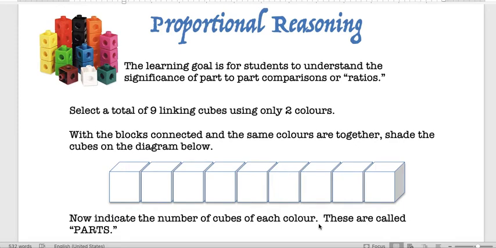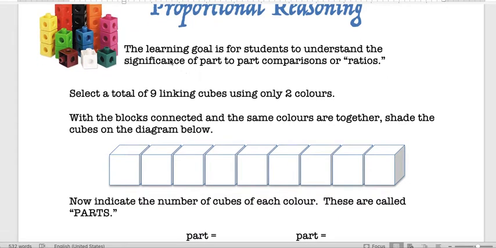Today it kind of goes along a little bit with what we did with unit rates, but just to build on our number sense a bit. And it helps us to solve equations, so we'll just kind of reinforce this. So the learning goal for students is to understand the significance of part-to-part comparisons or ratios.